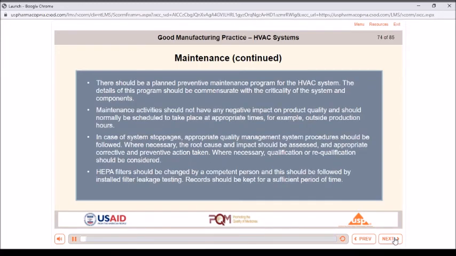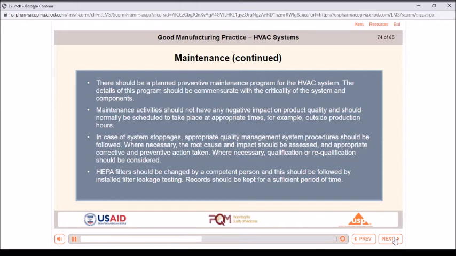Maintenance continued. There should be a planned preventive maintenance program for the HVAC system. The details of this program should be commensurate with the criticality of the system and components. Maintenance activities should not have any negative impact on product quality and should normally be scheduled to take place at appropriate times, for example, outside production hours.